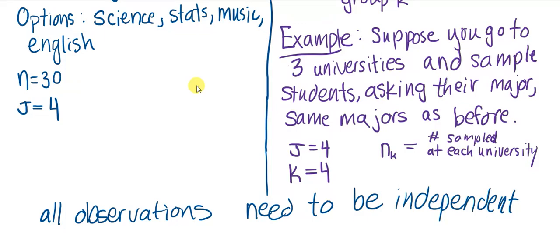The other thing that you need to consider is that when you have an expected count that's very small, you can run into some problems. So the expected number of observations should be greater than or equal to 5, or at least really close to 5, for every single category. And that's it.